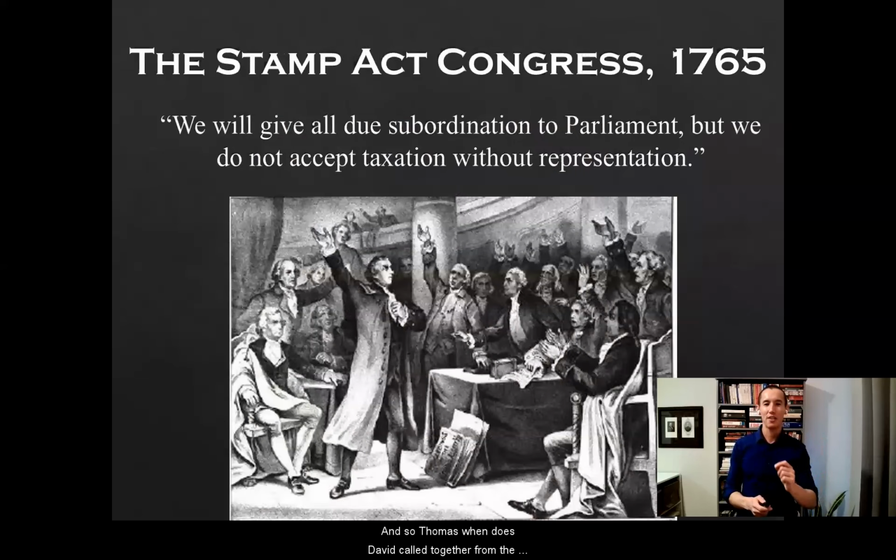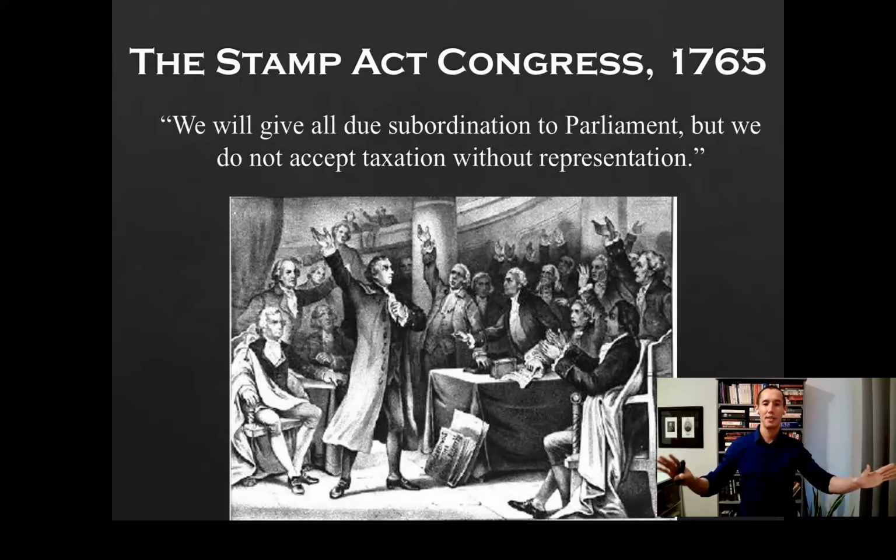They even called together, it's called the Stamp Act Congress, where all the colonies sent representatives, and they gave that famous line, "We will give all due subordination to Parliament, but we do not accept taxation without representation," shortened to no taxation without representation. So the colonists were saying, colonies do not have a seat in Parliament, and so since we don't have a seat in Parliament, you cannot tax us.